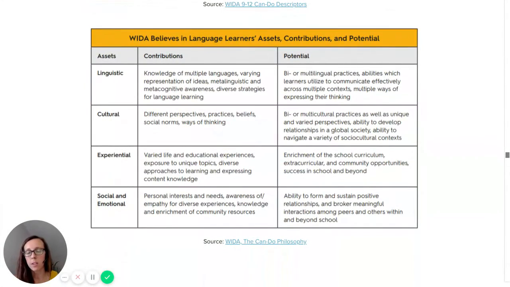Now, I'd like to point out that a really great, important philosophy to carry forward is the asset-based philosophy, believing that all learners come to us with important assets, contributions, and potential. Those happen through a variety of different ways: linguistic, cultural, experiential, and social and emotional. And if you're needing some support to shift to this sort of mindset, I find this graphic to be really helpful. It shows ways that we can engage students and include their contributions in each of these different ways, instead of seeing students as having gaps or really coming to us with a lot of deficits.